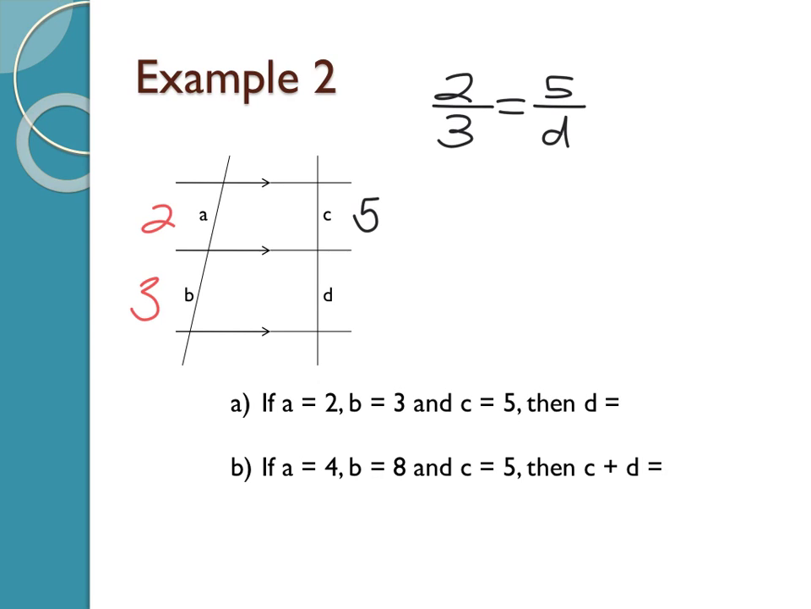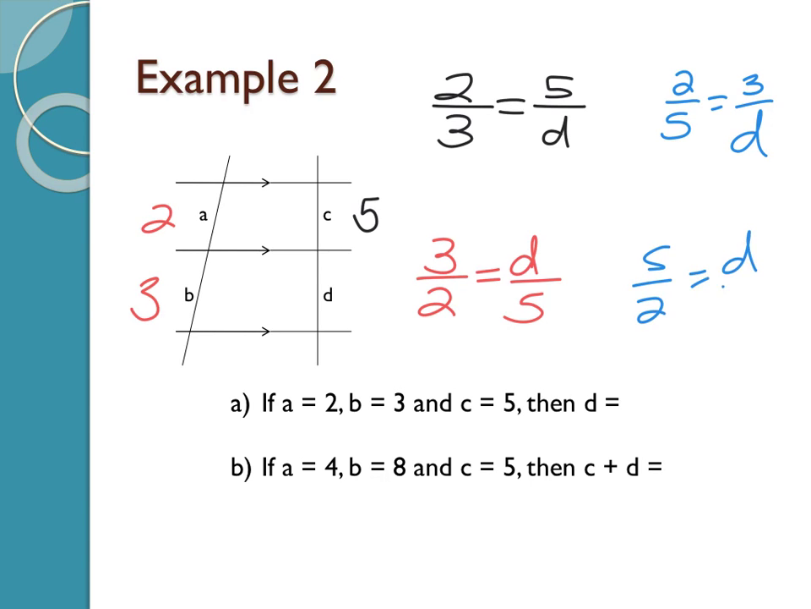3 over 2. 3 over 2 would equal D over C, which is 5. Good. Any other way? 2 over 5. 2 over 5, 3 over D. Good. Anything else? 5 over 2 would equal what? D over 3. So any of these work, because when I cross multiply each individual one, what happens?